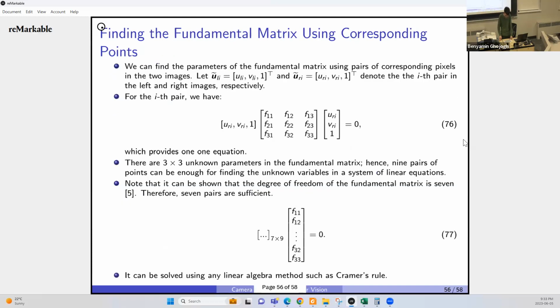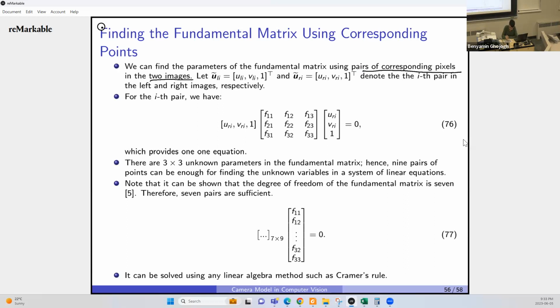Now, what if we want to find the fundamental matrix values? So how to find them? How to find F? E is a special case of F. So when we talk about F, we can see it as talking about E too. Okay. How to find F values? We can find the parameters of the fundamental matrix using pairs again. Using pairs of corresponding pixels in the two images.